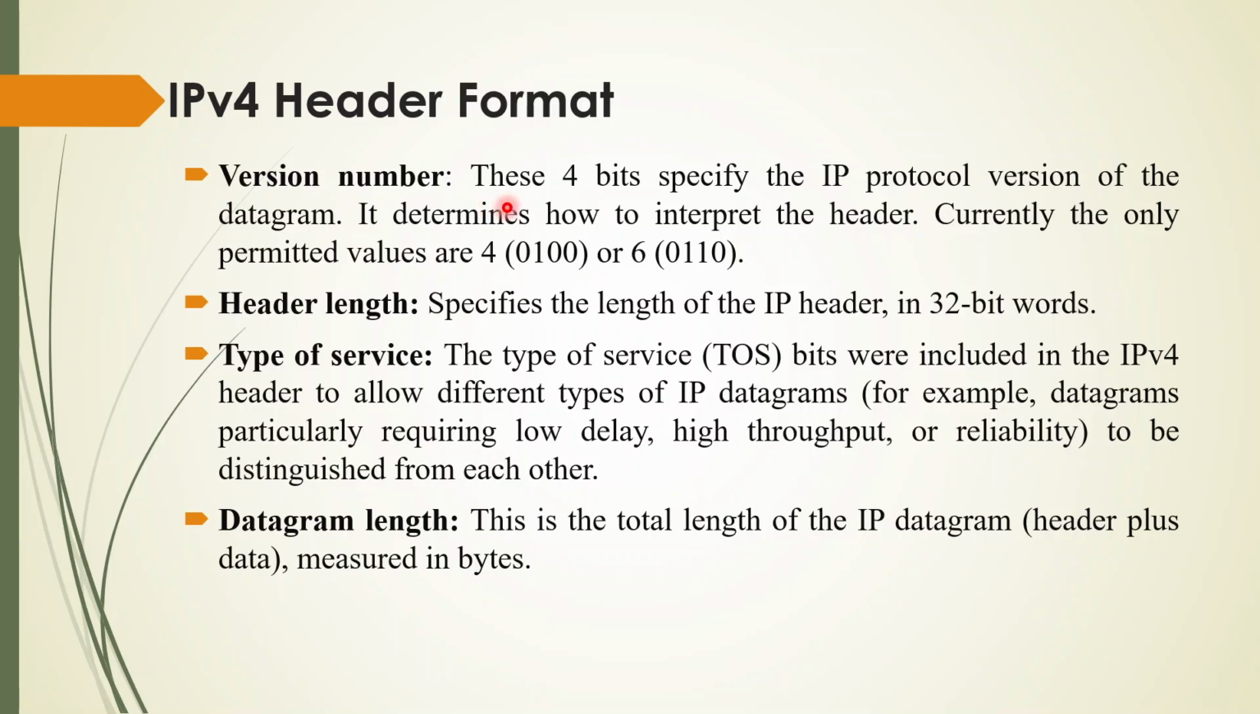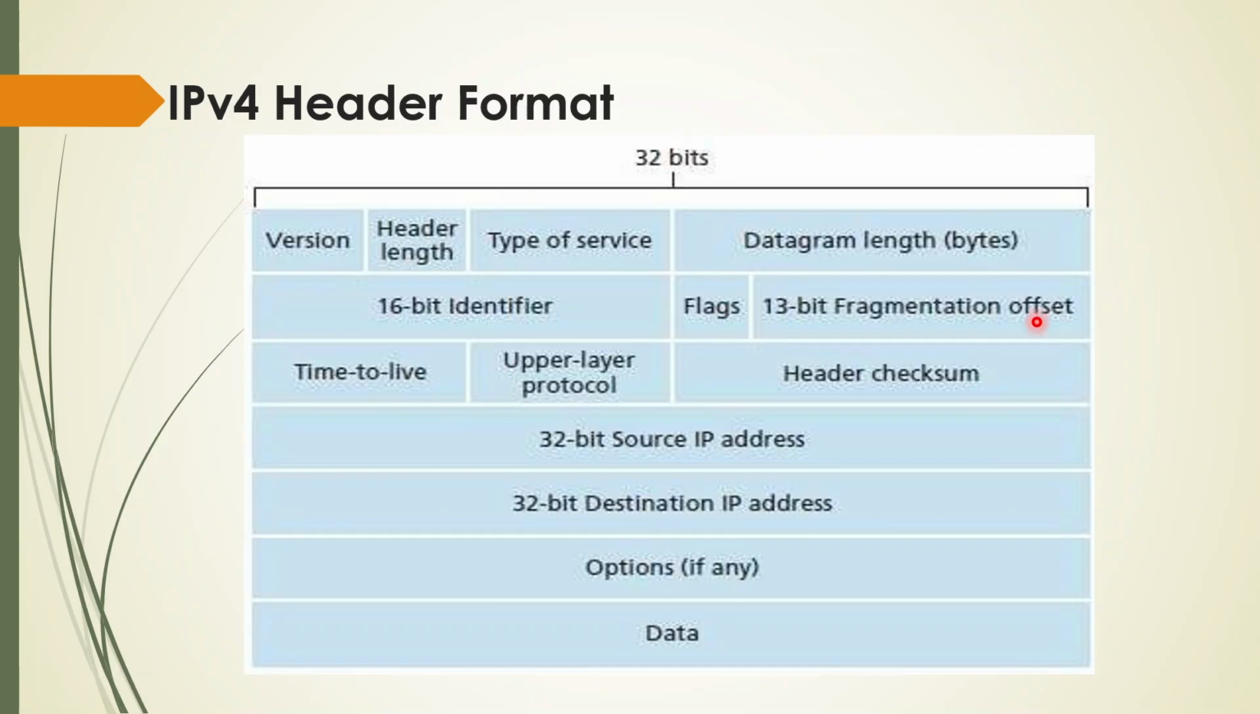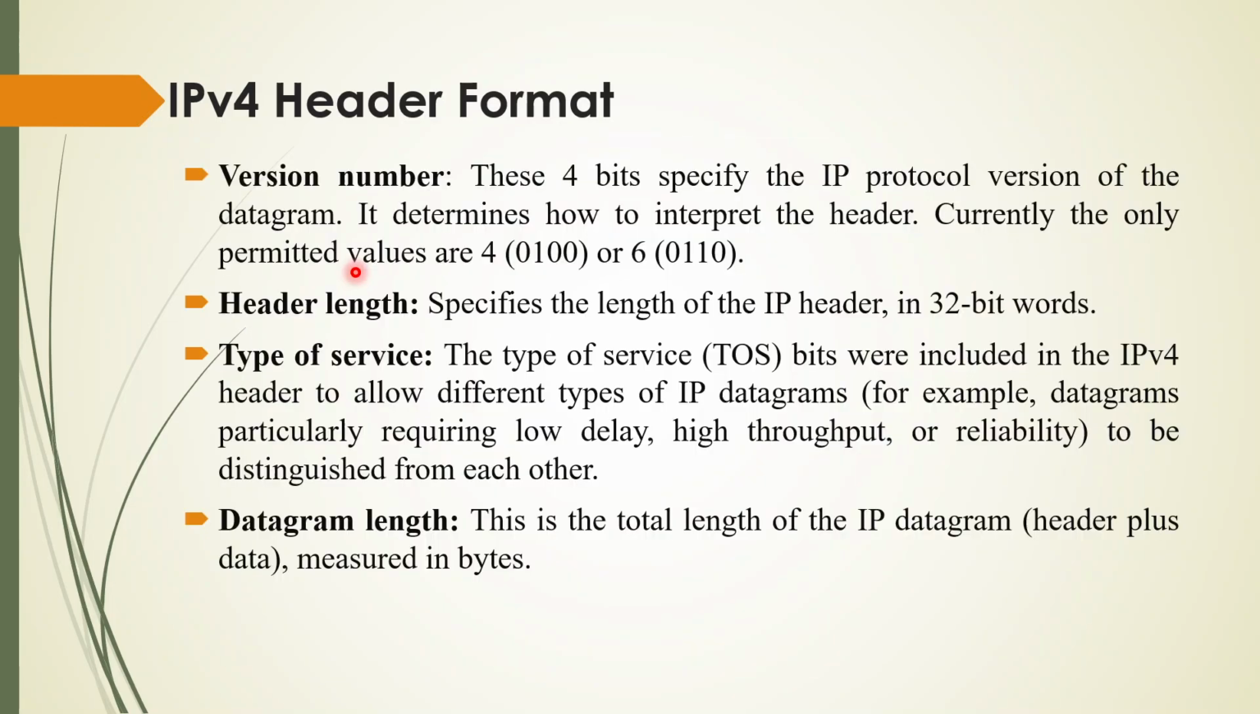So first is the version number, second is the header length, which specifies the length of the IP header in 32-bit words. So that is the header length. Next is type of services. The type of services bits were included in the IPv4 header to allow different types of IP datagrams, for example datagrams particularly requiring low delay, high throughput or reliability, to be distinguished from each other. So which type of service they are providing is mentioned in the type of services.